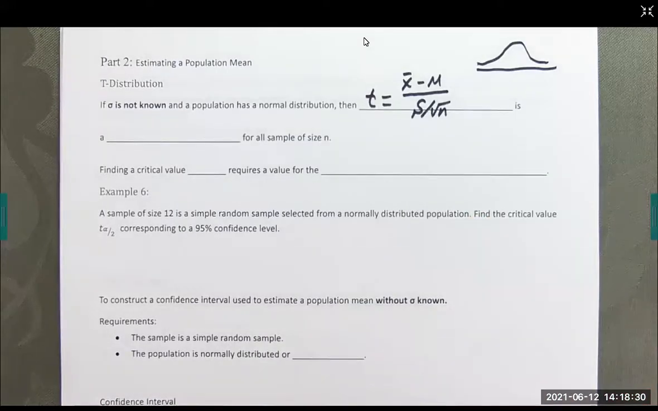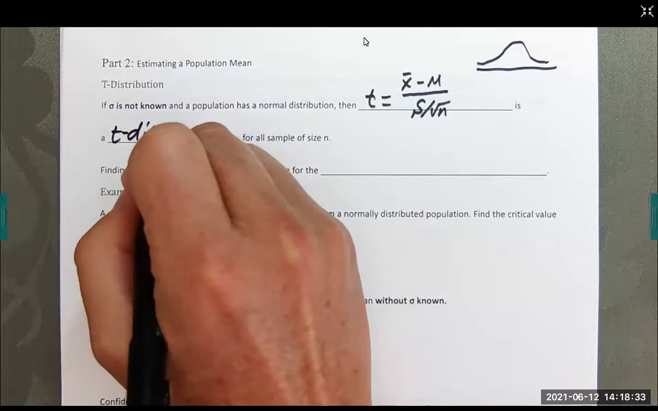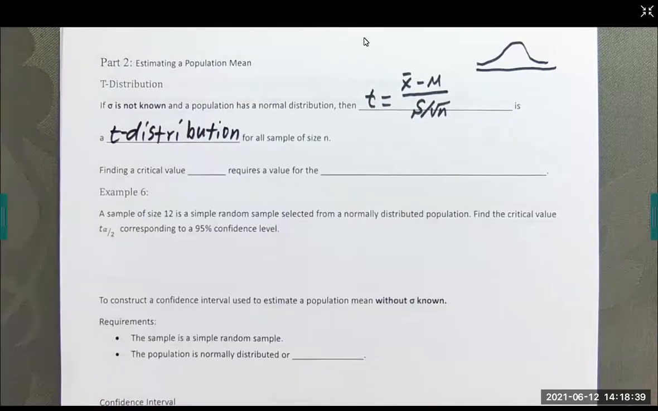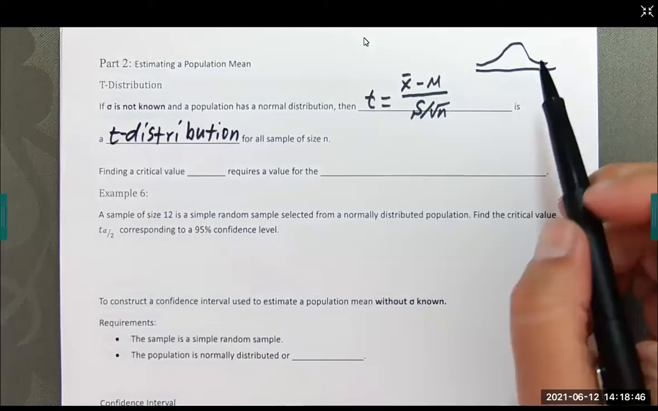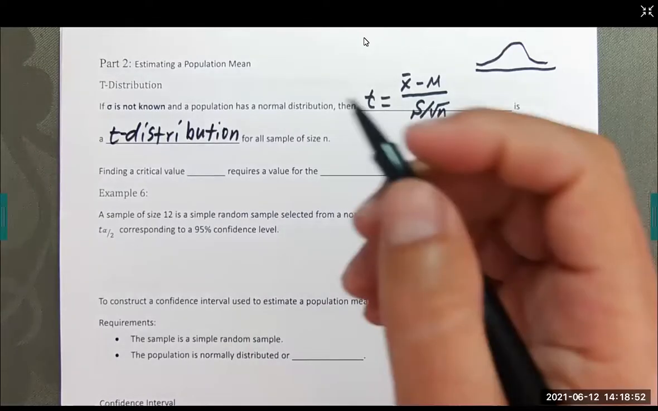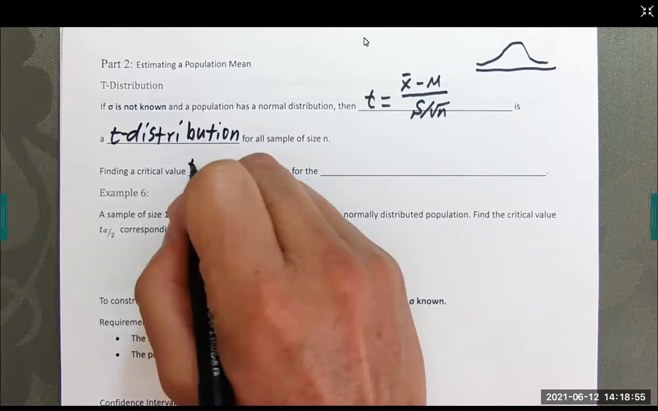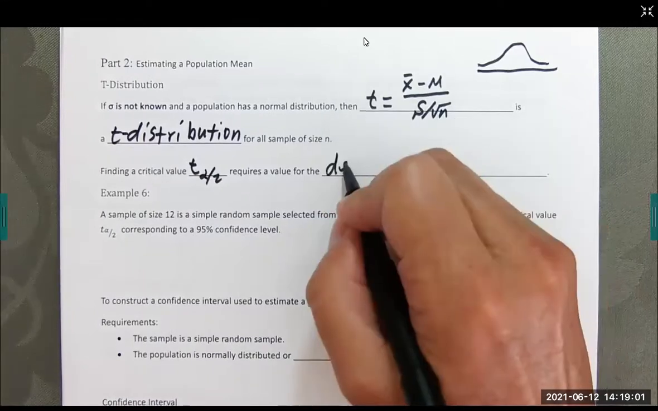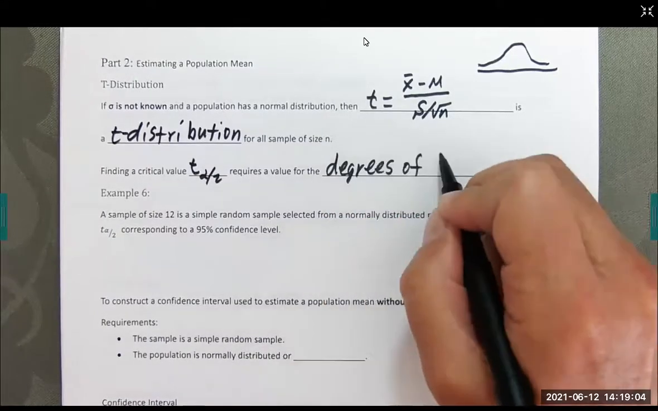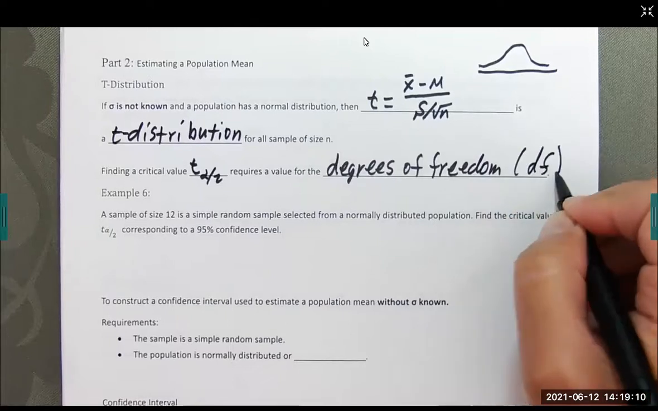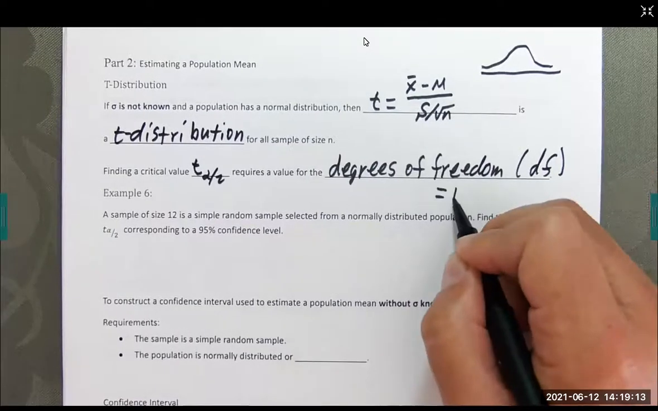A t distribution for all samples of size n. Now with the t distribution, each of the curves that we get depends on what n is. So we have to find our critical values, so t sub alpha over 2. To find our t critical values, we require what's called degrees of freedom. And often I'll just write df. But the degrees of freedom are n minus 1.